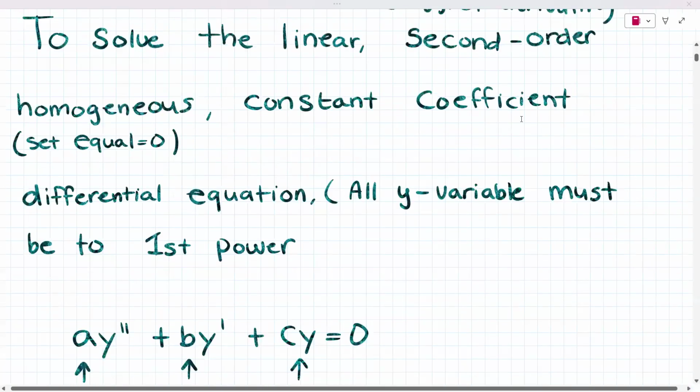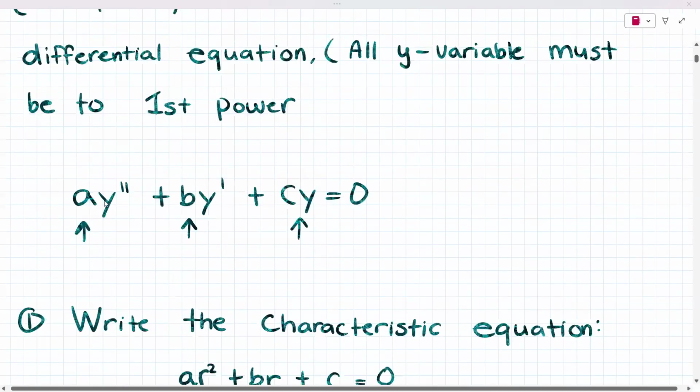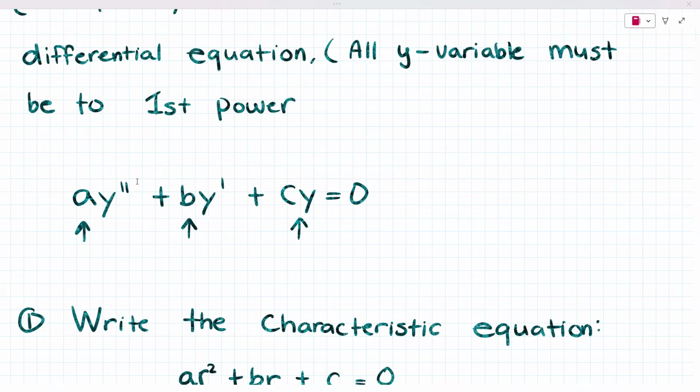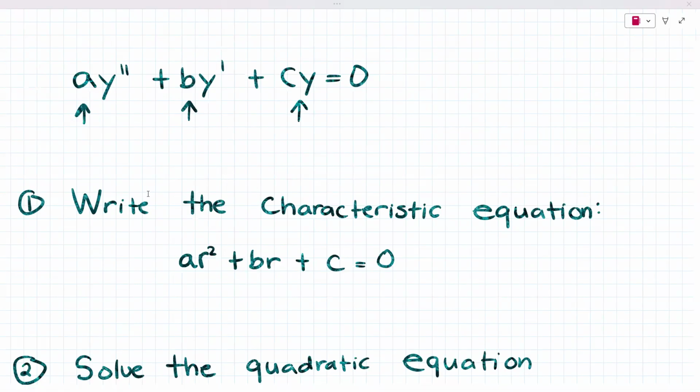So you know you have a second order differential equation if it's in the form of this: ay double prime plus by prime plus cy equals zero. And it has to equal zero because that makes it homogeneous. So what I would do first to find the roots is write the characteristic equation in the form of ar squared plus br plus c equals zero, if you can.